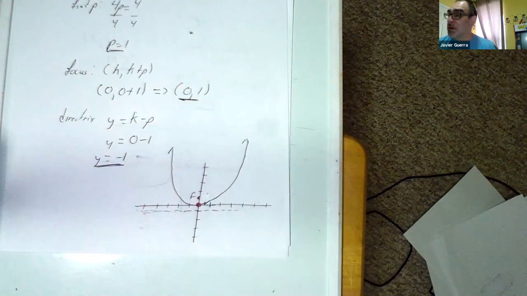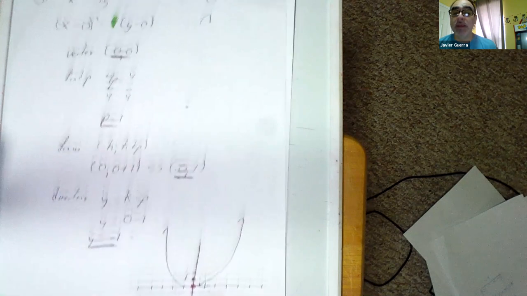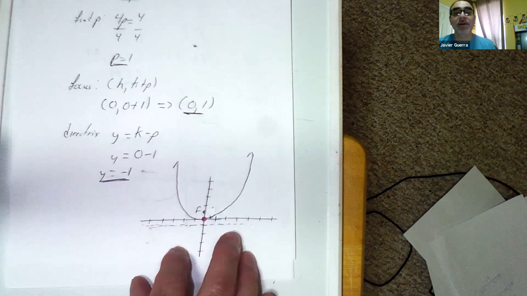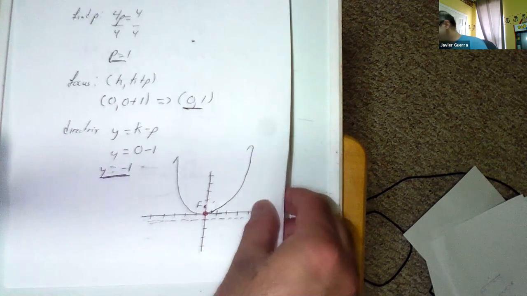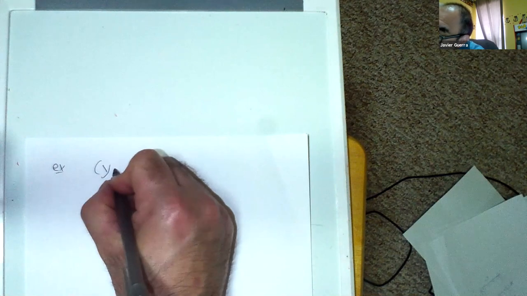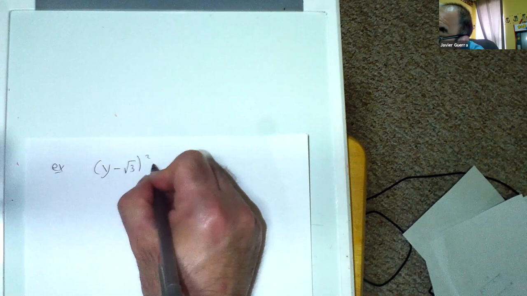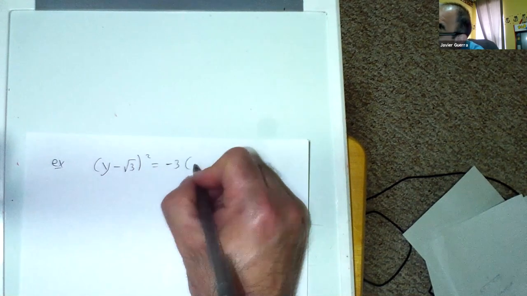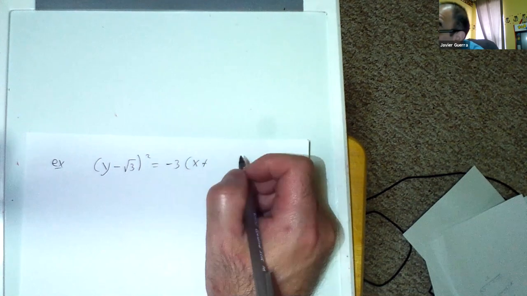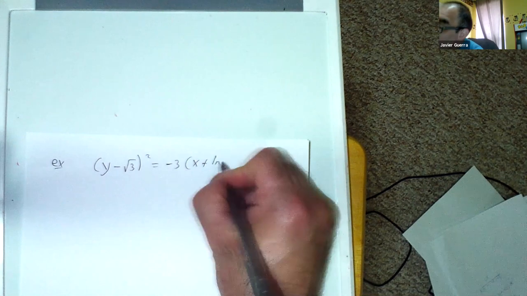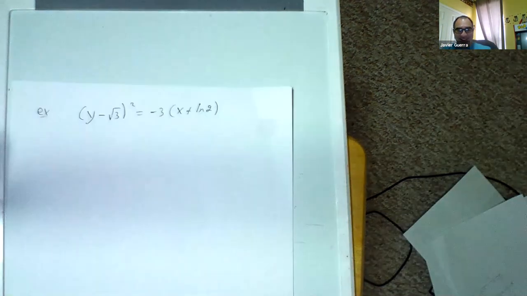Okay. Questions on the parabola? Now I'm gonna give you one. What happens if I were to give you a problem like this? You ready? All right, so it's gonna be y minus square root of 3, squared, equals negative 3x plus ln 2. Whoa. How would you do that one?